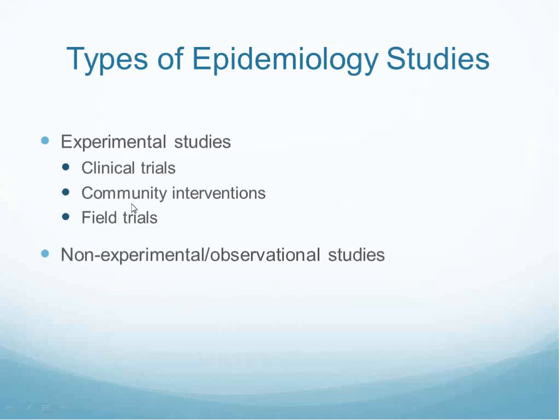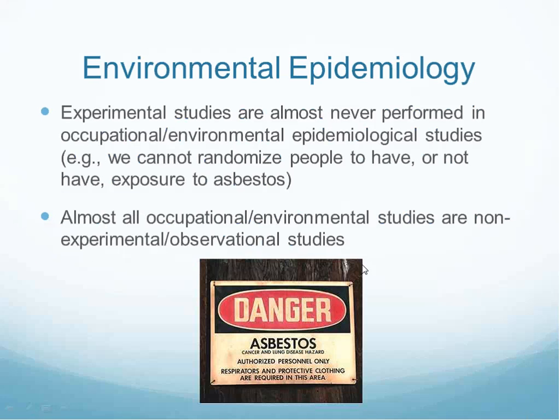Then you have something like field trials, which is very common in things like health behavior, but not as common in environmental epidemiology. So we're going to focus more on this second primary group, and this is why. Hopefully it's intuitive, but for a lot of these exposures we're interested in, we can't really knowingly expose people to those.